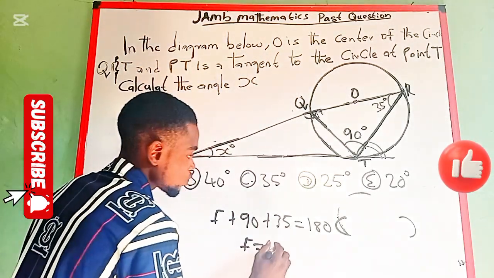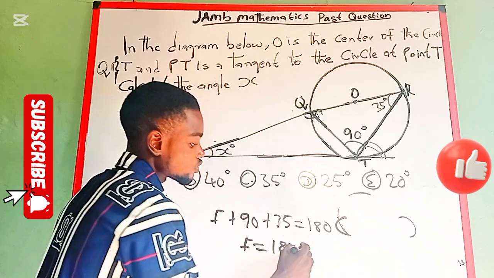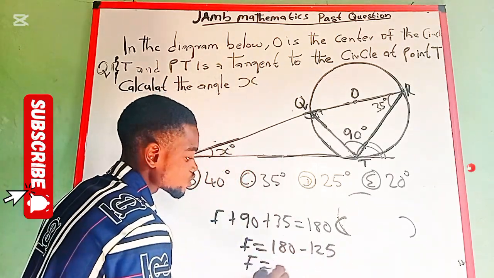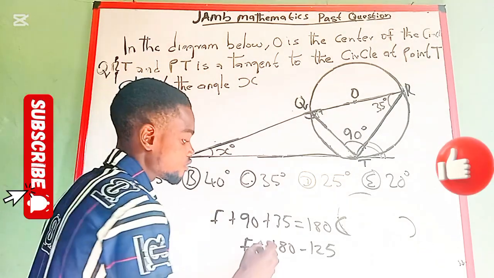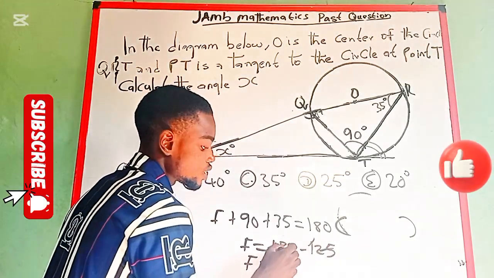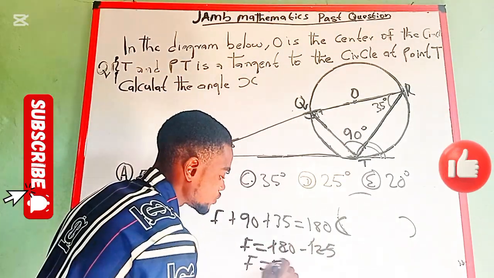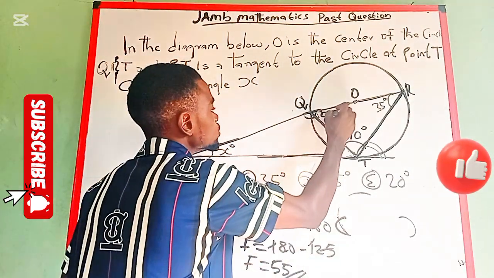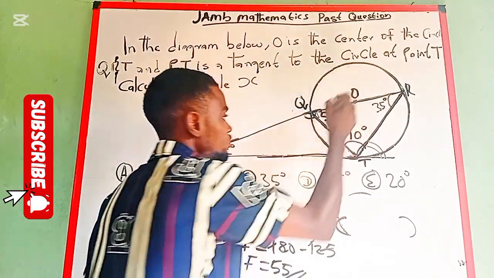We have F equals 180, 125 crossover, we have minus 125. Now F is equal to 180 minus 125, which gives 55. Now, this angle here, we have gotten to be 55 degrees.